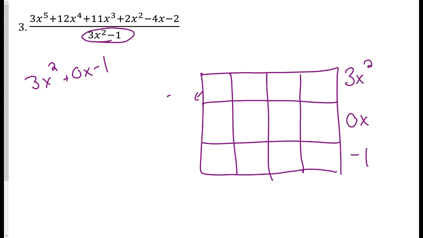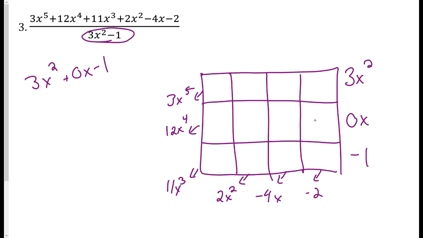And from that diagonal, I get 3x to the 5th. From that diagonal, I get 12x to the 4th. From that diagonal, I get 11x cubed. From this diagonal, I get 2x squared. That diagonal, I need to get out minus 4x. And from this diagonal, I need a negative 2. So I know this entire row is going to be 0 regardless of what I add in. That's just a placeholder row.